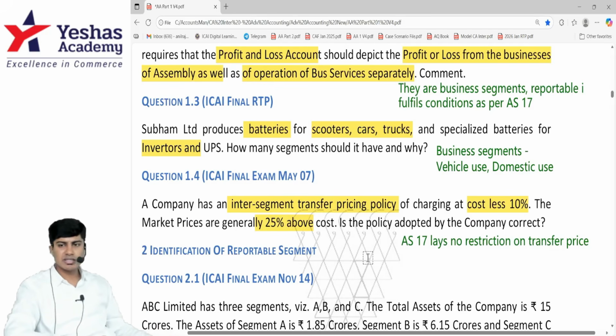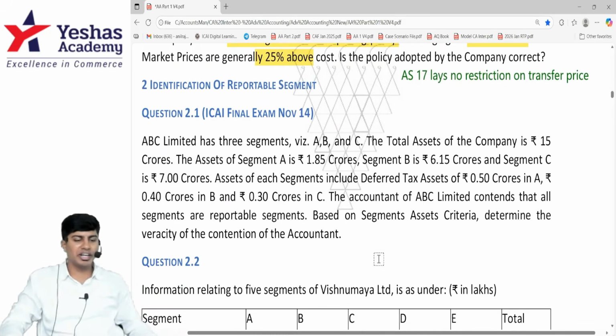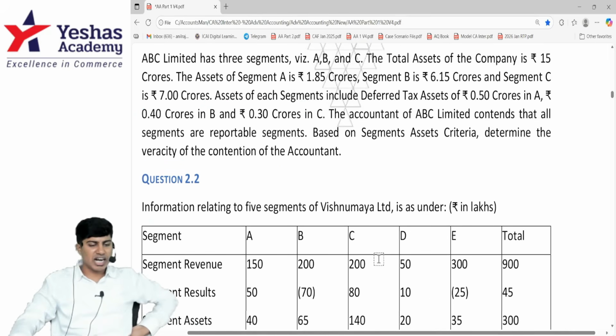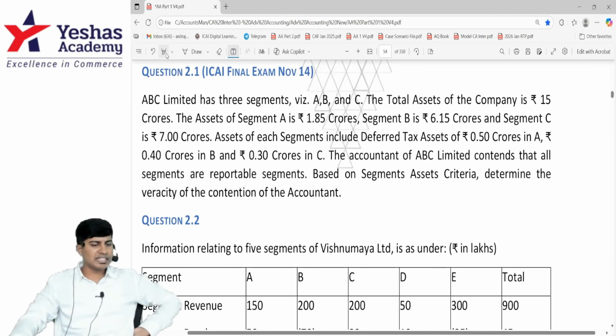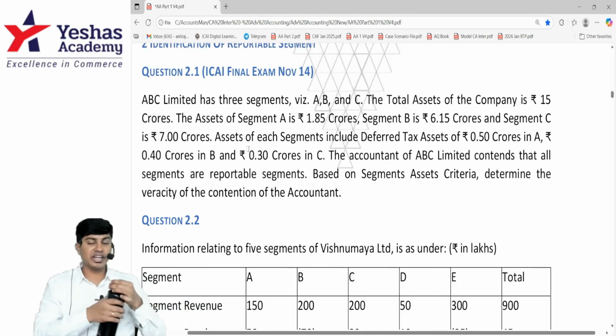Can we go to the second series? The second one is going to be interesting. This one you put one star. This is an important question. We'll learn this. We'll do this question. Final exam question, November 2014. It was asked in the final exam.